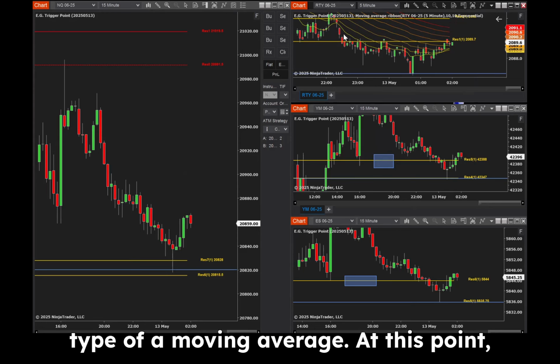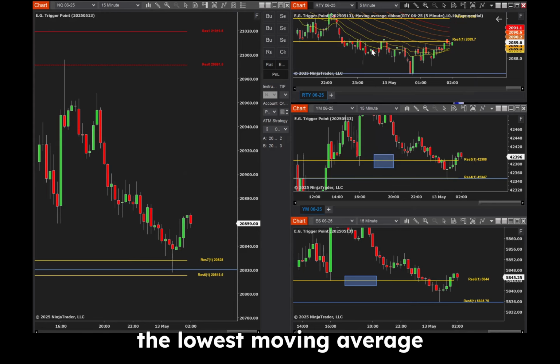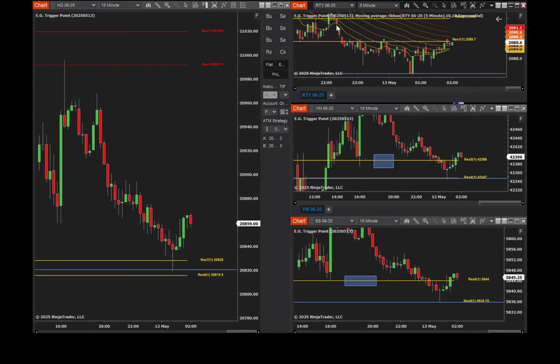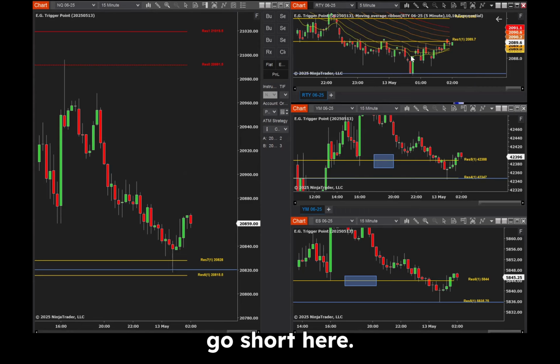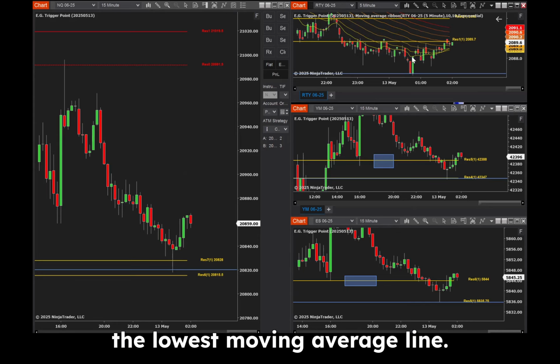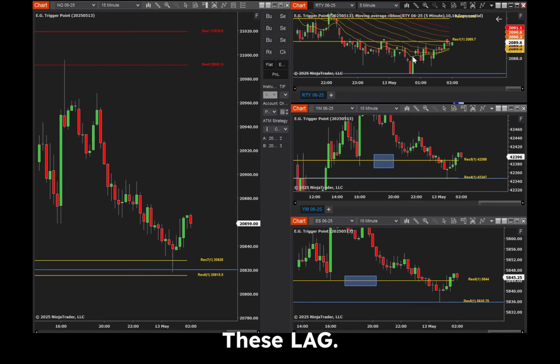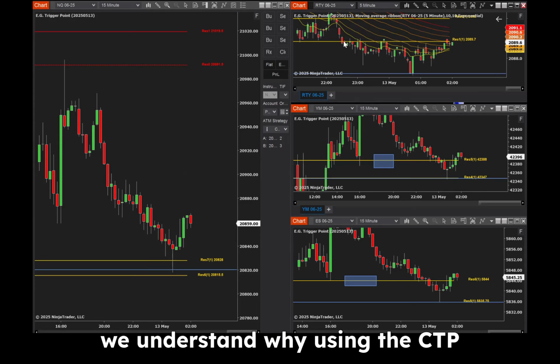At this point, RTY was below the lowest moving average line here. When an instrument is below, traders often think that it's a downtrend and go short here. Why? Because RTY is below the lowest moving average line. Guys, this lags. RTY went down, and we understand why using the CTP methodology.